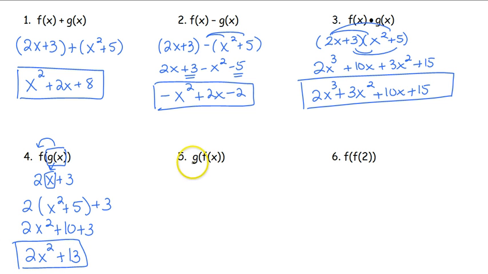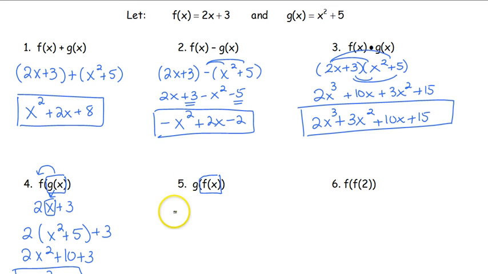Number 5, we have g of f of x. That means that f of x is going to be plugged into g. So we start with our g of x, and our g of x is x squared plus 5. We're taking out the x and we're putting the f of x in its spot. So our f of x is the 2x plus 3. Now we were squaring x, so we're squaring that quantity. Anytime we do substitutions, we always use parentheses.